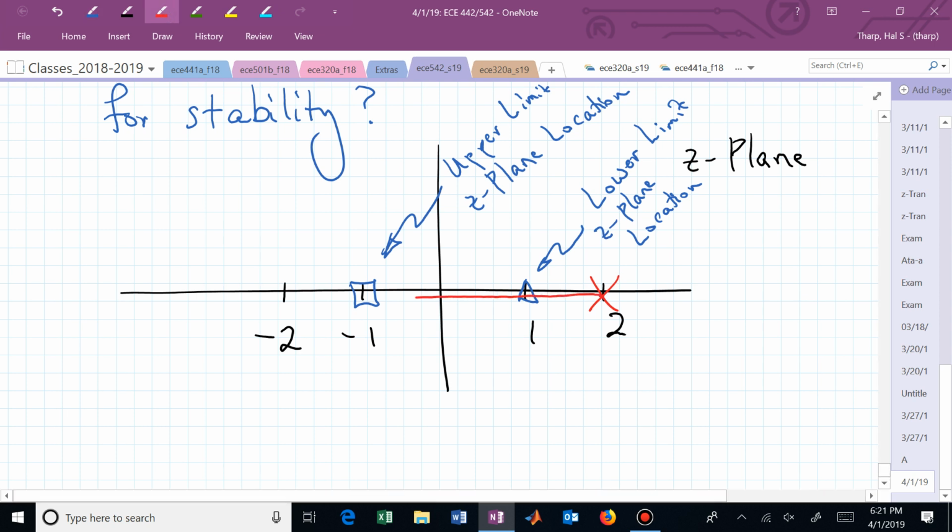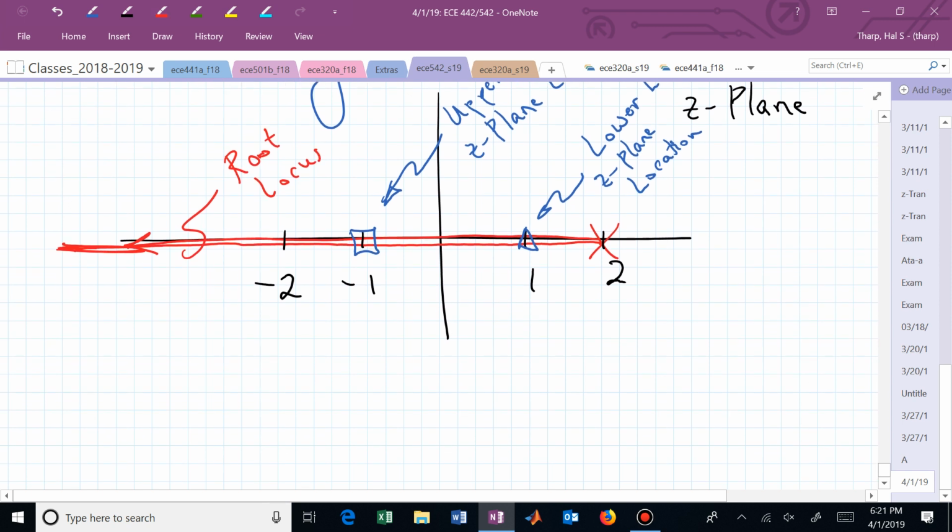And if we simply moved k from 0 all the way up to plus infinity, we could live anywhere on that real axis between 2 and minus infinity. This is, in fact, the root locus. And if we wanted to, we could calculate those k values, although we've already done that. Let's just go ahead and do it for completeness.